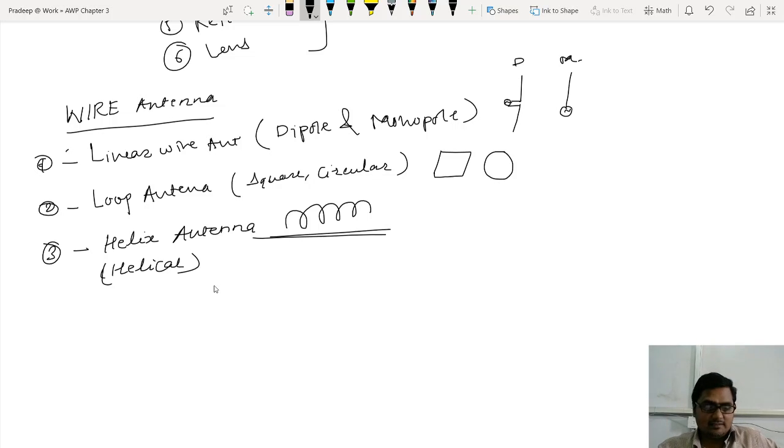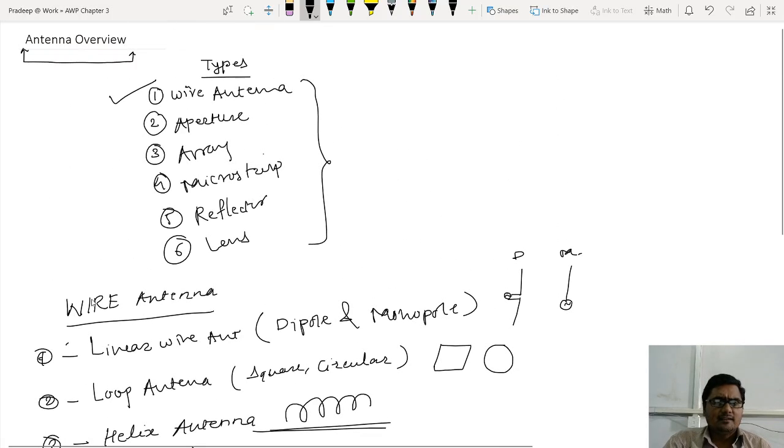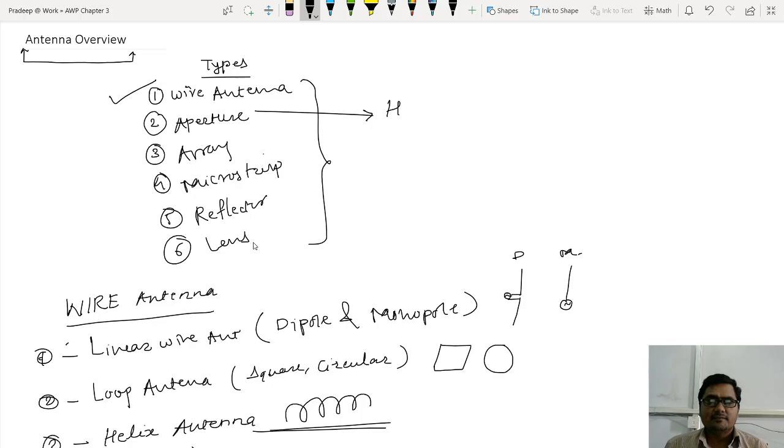Apart from that, in the first chapter we have studied aperture antenna, array antenna, microstrip, reflector and lens also. So aperture means, see, let me write here. What do you mean by aperture? Aperture antenna means generally we study aperture antennas with reference to horn antennas. Array is a broad form. It can be anything: an array of dipoles, an array of monopoles, or an array of microstrip antennas. So array means basically more than one element.